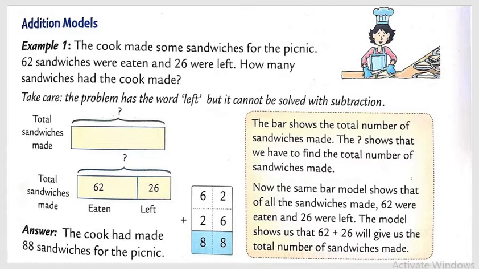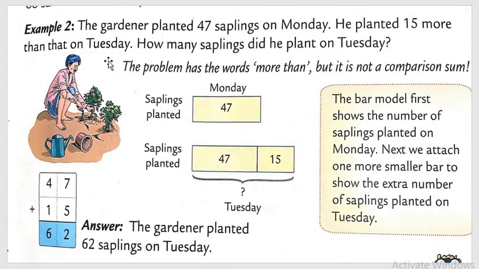Now we move on. Second example, the gardener. Second example of the addition model. So the gardener planted 47 saplings on Monday. How many saplings on Monday? 47 on Monday. He planted 50 more than that on Tuesday.